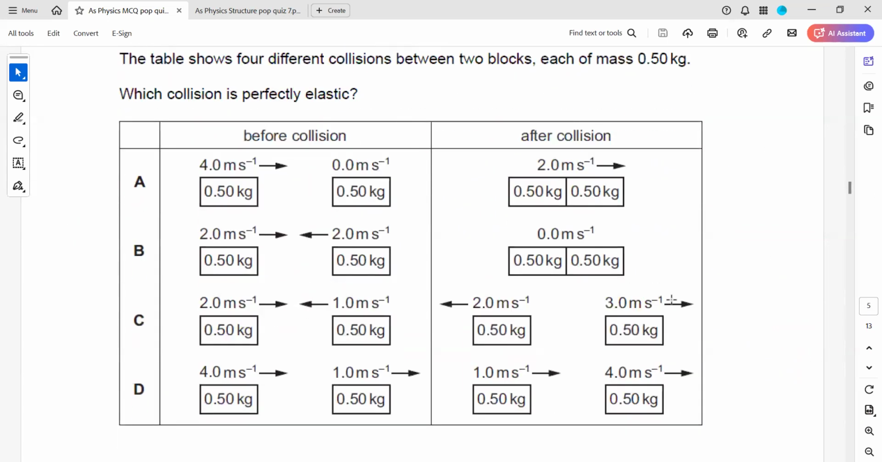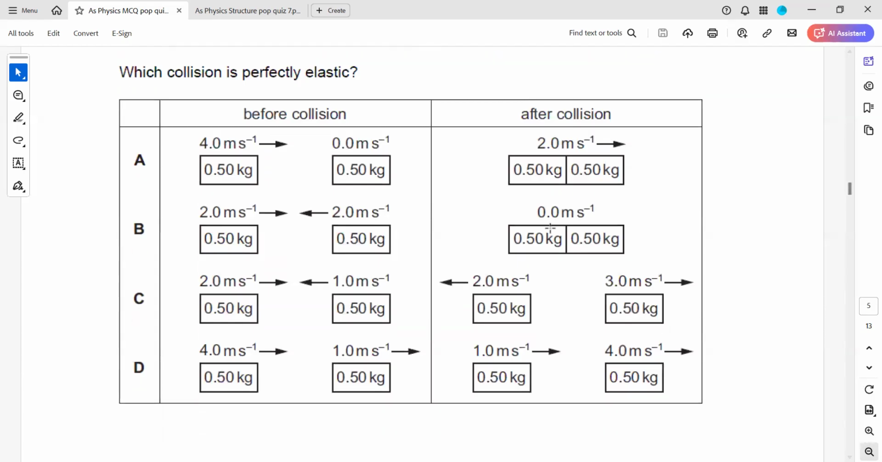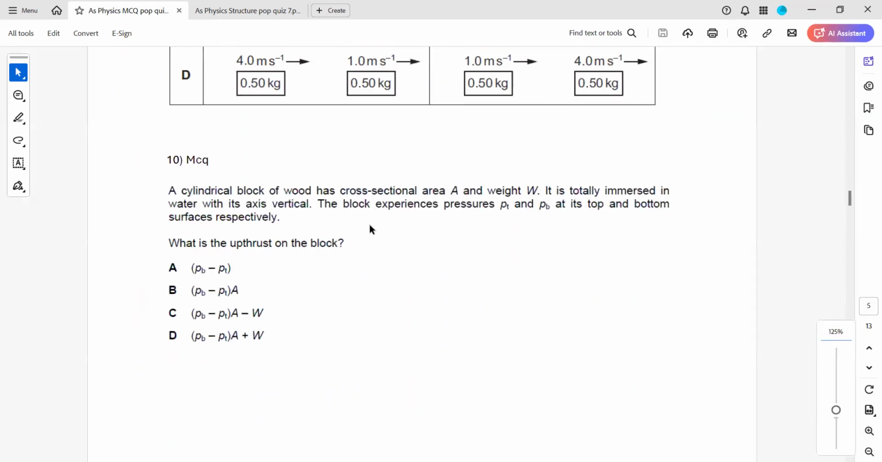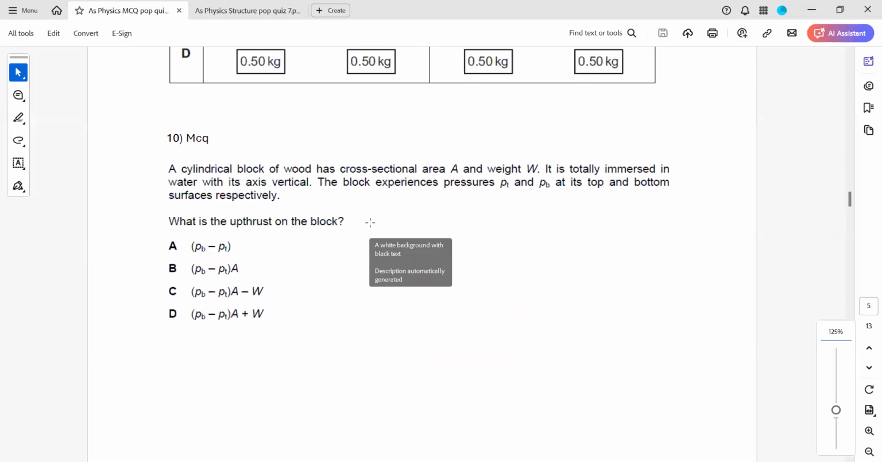Question 9, any doubt? 9 or 10? Question 10.